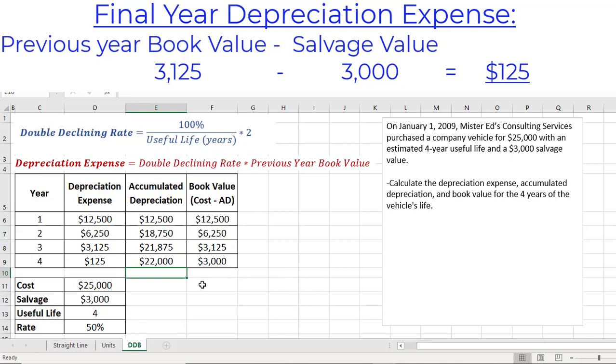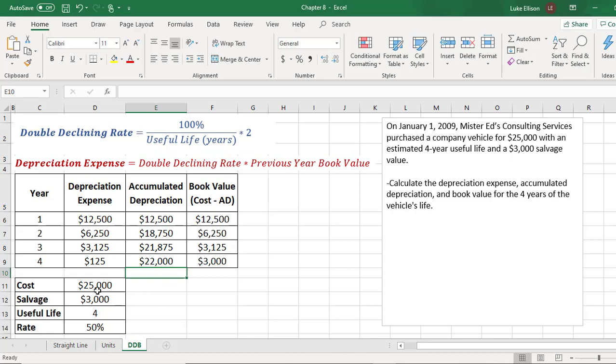So this shows that we started this with an asset that cost $25,000, and over the 4 years we depreciated it using the double declining balance method, eventually to get down to a book value of $3,000, which is the same as the salvage value. And you'll notice the accelerated part really did work here. We have very high depreciation in the first 2 years and much lower depreciation in the last 2 years.